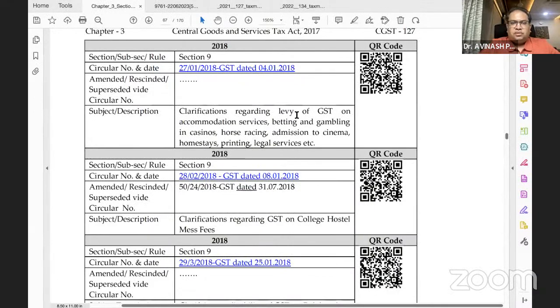Let's start with today's session. On the last occasion, we have discussed certain circulars which were pertaining to Section 9 of the Act. Now, there were a few more circulars which were yet to be covered. So, we'll be starting with those circulars today.